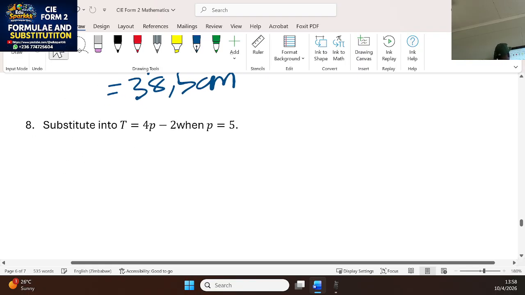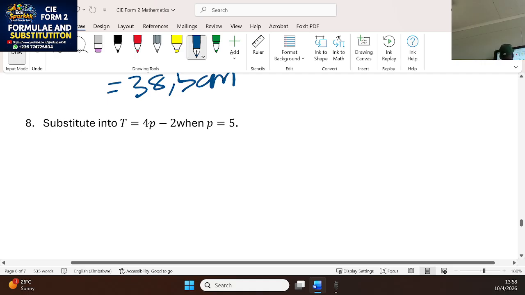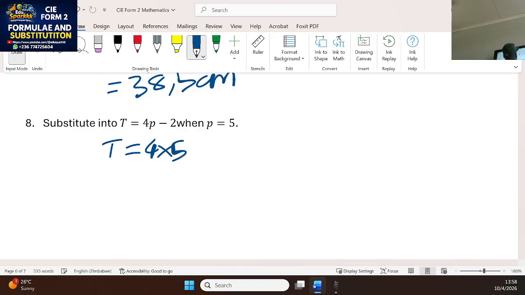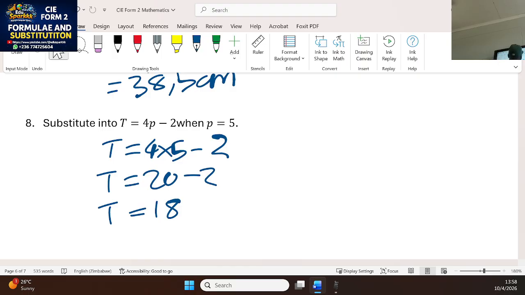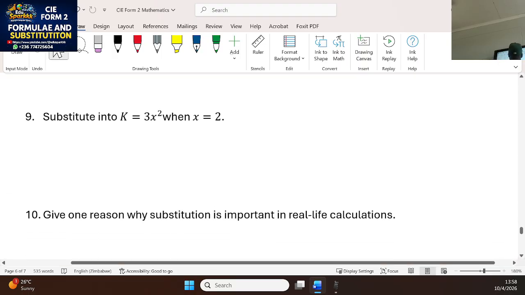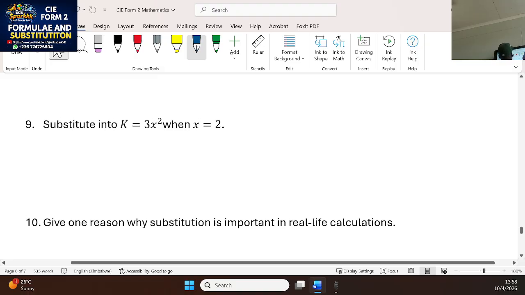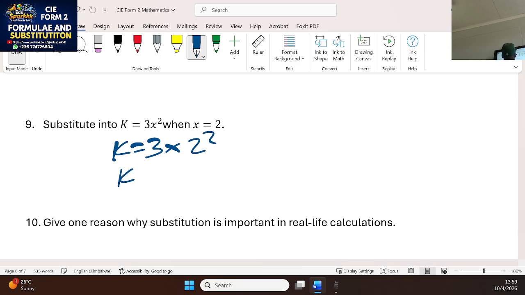Then we want to substitute into t. Well, p is known, is positive 5, so we simply multiply, then subtract 2. So our t is actually 20 minus 2, therefore t will be 18. Still moving, substitute into k. K there, 3 multiplied by x squared, that's 2 squared. And when we simplify, 2 squared, that's 4 times 3, that's 12. So k will be 12.